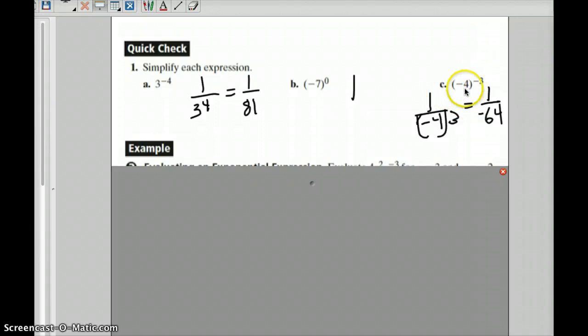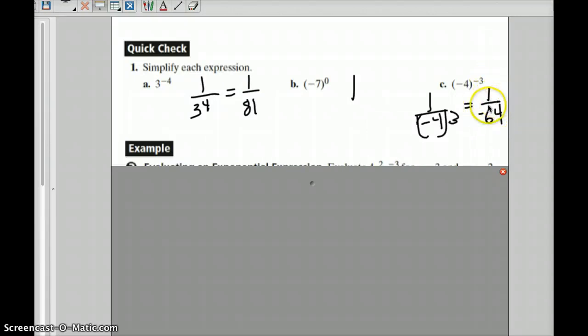In C, we have 2 negatives, okay? Now remember, only the negative exponent is going to be used up to move to the denominator. So we now have 1 over negative 4 to the third. Notice the difference here. We've used the negative exponent to move it to the denominator. That means negative 4 times negative 4 times negative 4. And if you're multiplying 3 negative numbers together, you're going to get a negative answer. So 4 times 4 times 4 is 64.